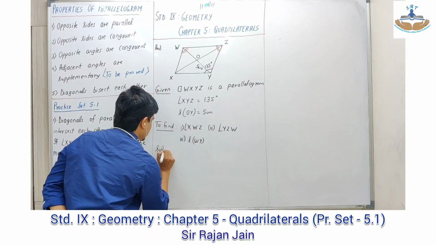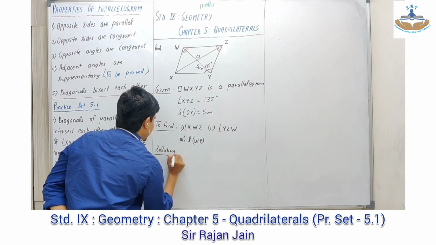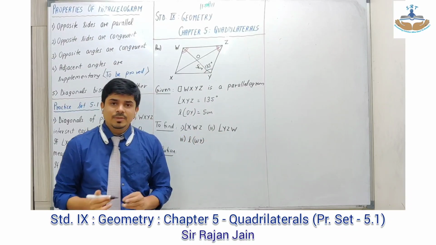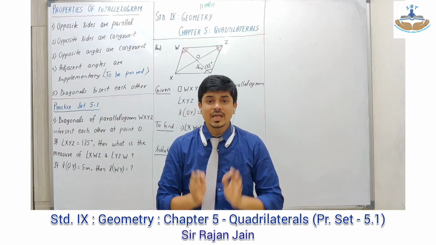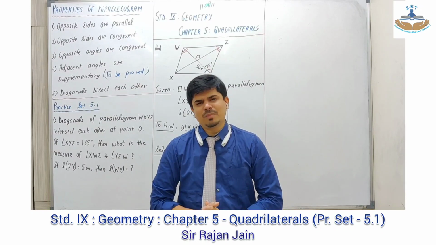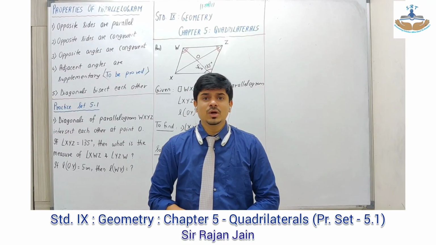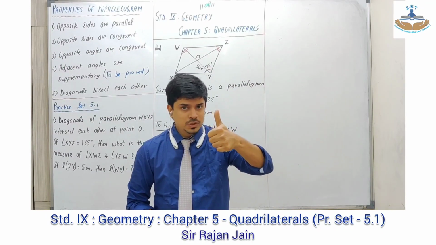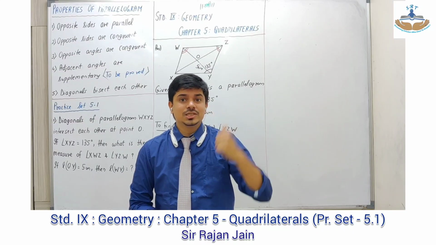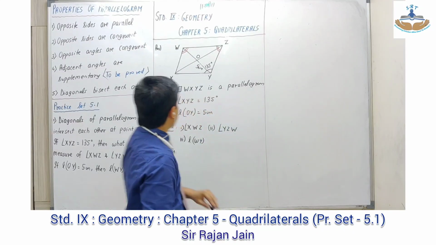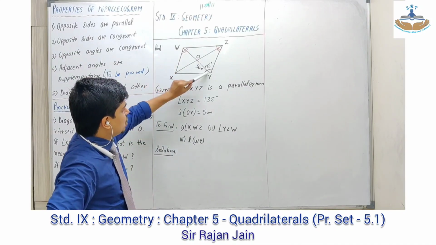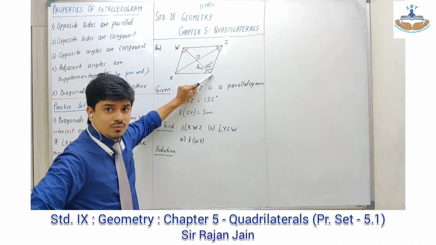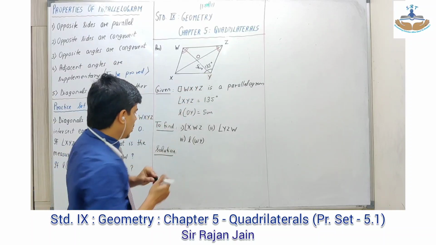Okay. Solution. Now first let's talk about the angles. अभी angles के बारे में they are asking. So very obvious, you have to apply property of angles of parallelogram. What is the property of angles of parallelogram? Opposite angles are congruent, adjacent angles are supplementary. Look here, ये वाला angle मेरे को दिया है 135. Can I say this angle is opposite to this? To which property? Opposite angles are congruent.